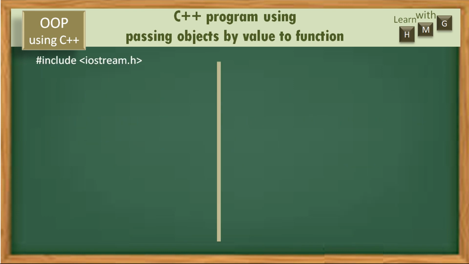Let us start writing a complete program in C++. Include the header file iostream.h. Start the declaration of the class. The name of the class is time. Beginning of the class.